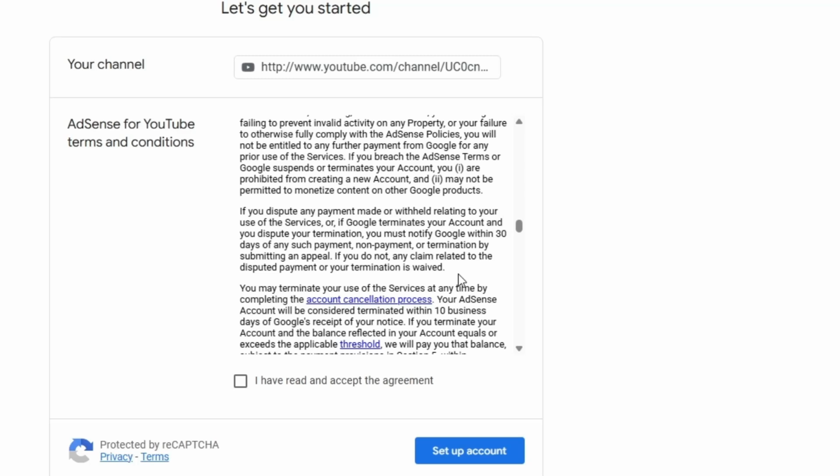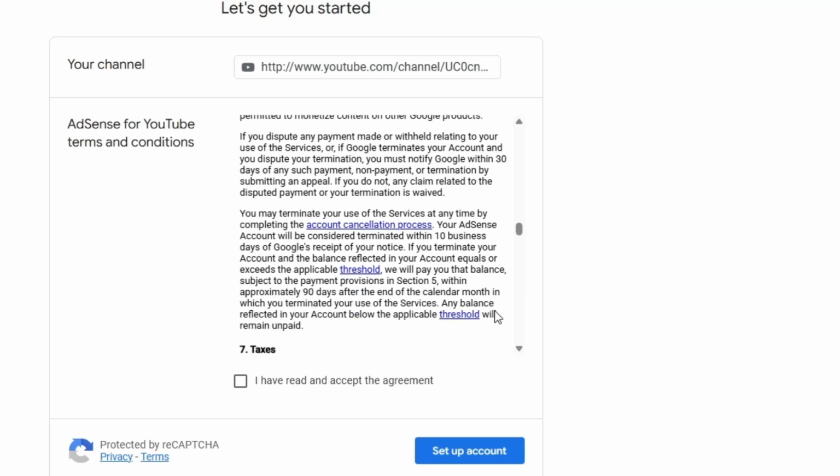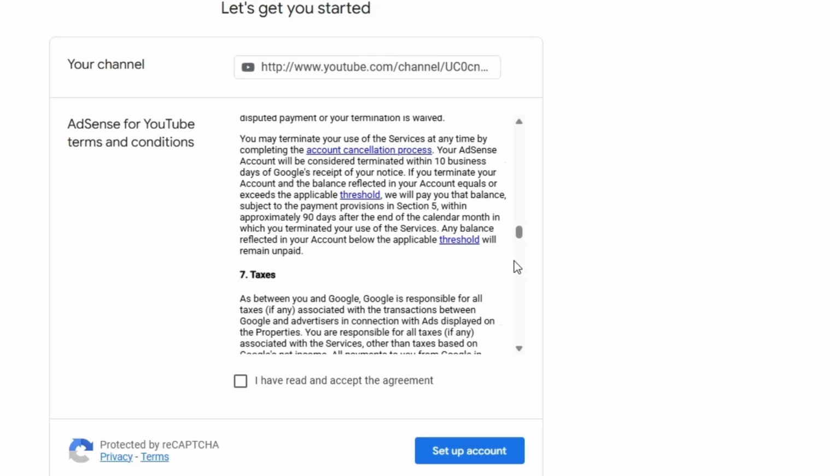You may terminate your use of the services at any time by completing the account cancellation process. Your AdSense account will be considered terminated within 10 business days of Google's receipt of your notice. If you terminate your account and the balance reflected in your account equals or exceeds the applicable threshold, we will pay you that balance, subject to the payment provisions in Section 5, within approximately 90 days after the end of the calendar month in which you terminated your use of the services. Any balance reflected in your account below the applicable threshold will remain unpaid.